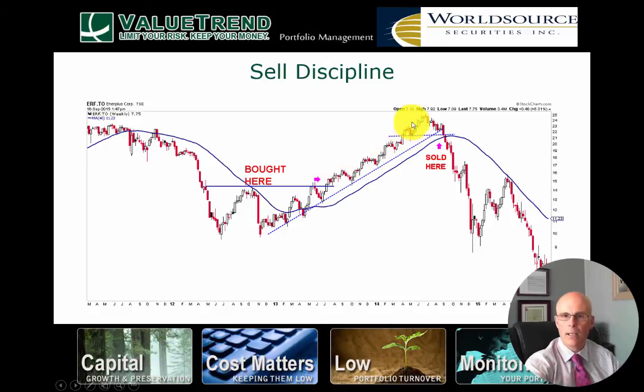We kept the stock. What we noted was that Enerplus in the summer of 2014 started to break down. There's the old low. When this low was broken and the 200-day moving average, which is this blue line here, was broken, we said, okay, we've got a lower low, a lower high, and there's the high, there's the low. We've got a lower low, lower high, and a 200-day moving average break. We knew it was time to sell.